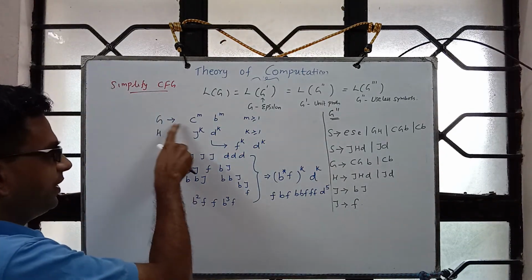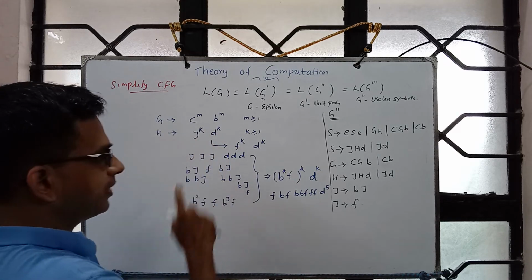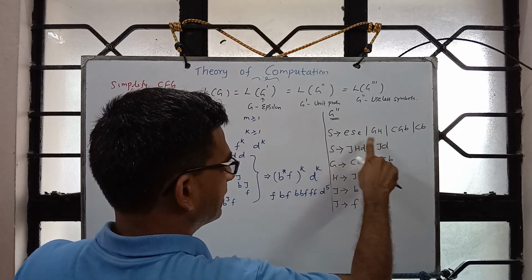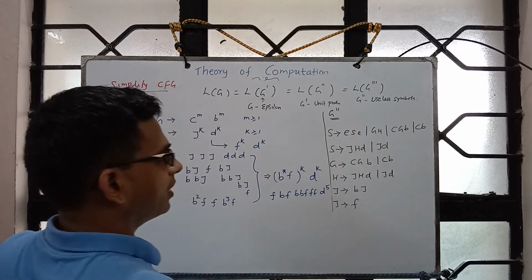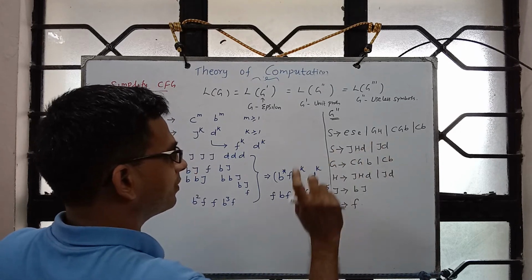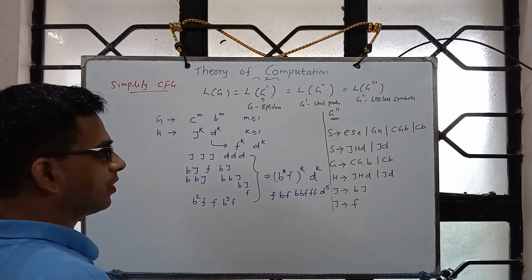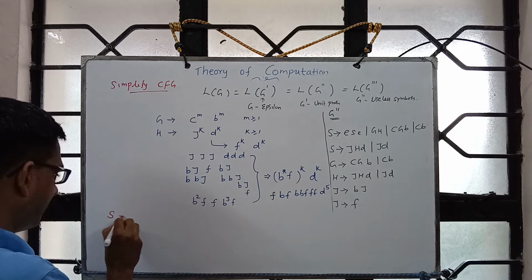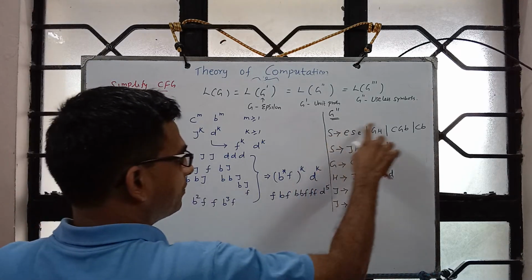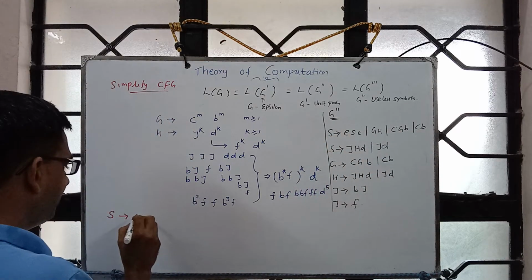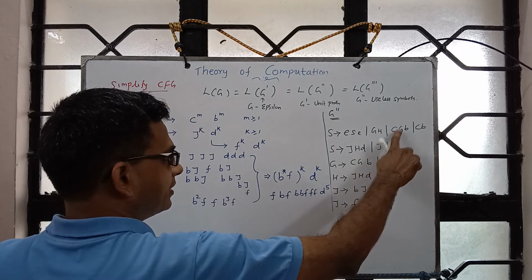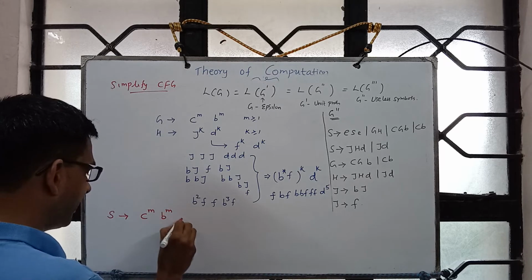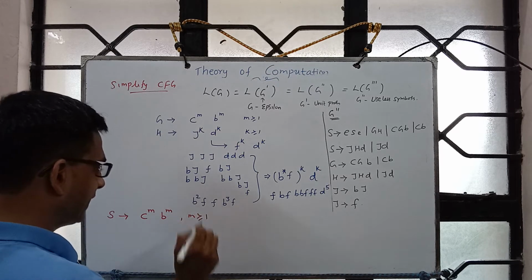So now from G you get to see this, from H we get to see this. Now the non-terminals apart from the start symbol are G and H. So having analyzed these two, now you can find what can be generated starting from S. So starting from S, the simplest one is CB or CGB, which means C power m, B power m, where m is at least 1.